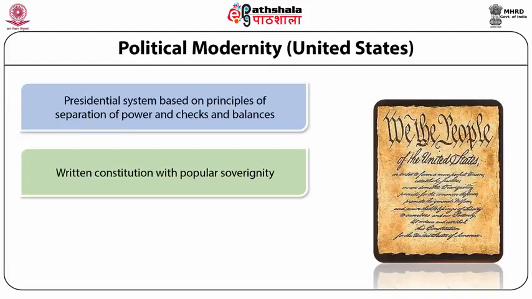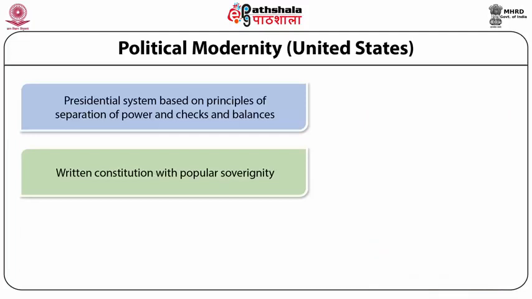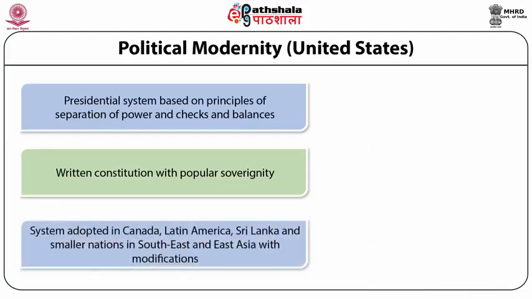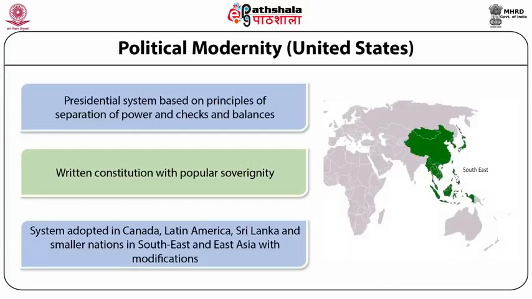The model of modern political institutions in the United States, or the presidential system, was something that many countries were attracted to. As a result, the presidential system was adopted in countries like Canada, countries of Latin America, Sri Lanka, and many smaller nations in Southeast and East Asia, although with certain modifications. These modifications were made primarily in view of the socio-economic and cultural context of these societies.